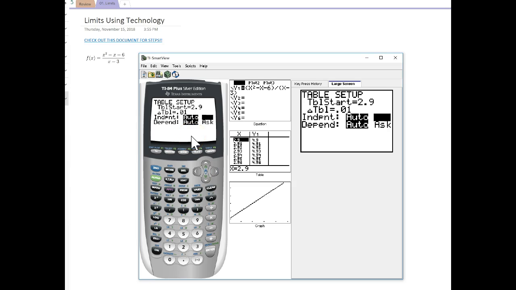The independent variable, I'm going to turn it into ask. And what that does is it really adjusts, so I could control this setting. Again, if I go back to auto here, it automatically populates my table. So when I go into my table on my screen, I would expect it to already be filled in.